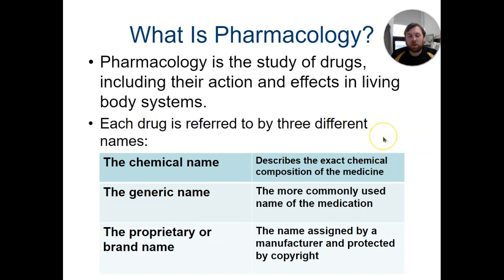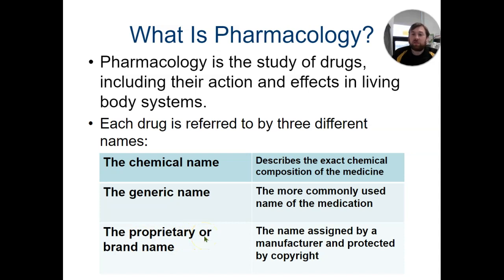One thing that you might note in pharmacology is that each drug really does have multiple names, sometimes even 3 different names or more. It has a chemical name, which describes the actual chemical composition of the medicine, like naproxen sodium. The generic name is the more commonly used name for the medicine, like ibuprofen, or the proprietary name, the brand name, such as Advil or Tylenol.